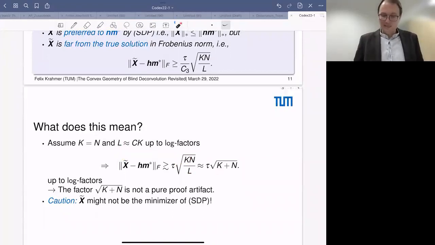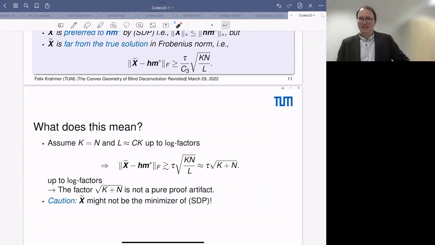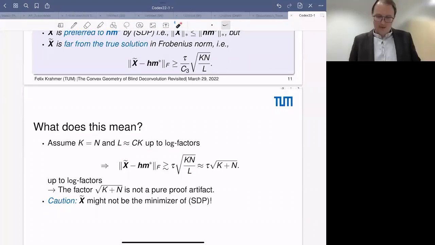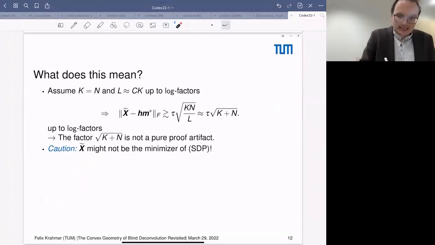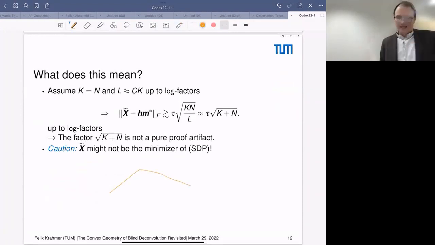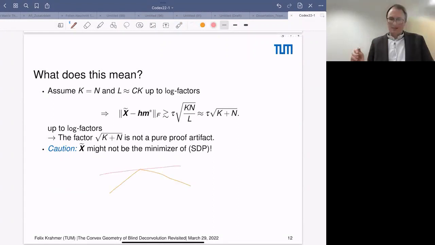So what we get is k plus n. In this competitive scenario, we get exactly something on the order of what we had in the result. So the factor of square root of k plus n is not a pure proof outcome. On the other hand, that's why I said some sort of a counterexample, but it's not quite a counterexample. And let me just tell you with a picture what I mean.